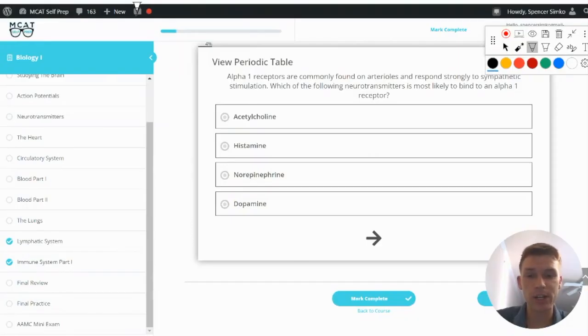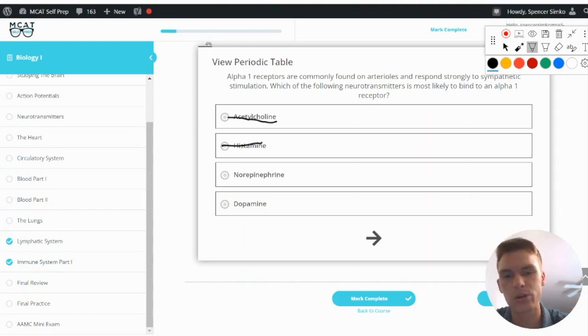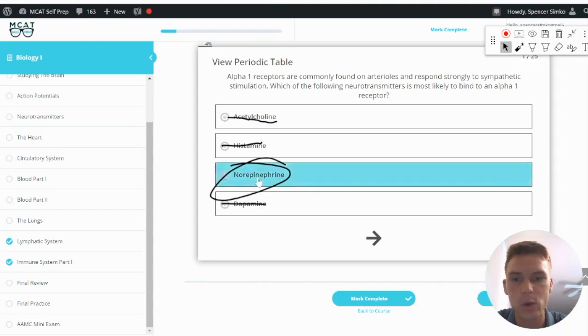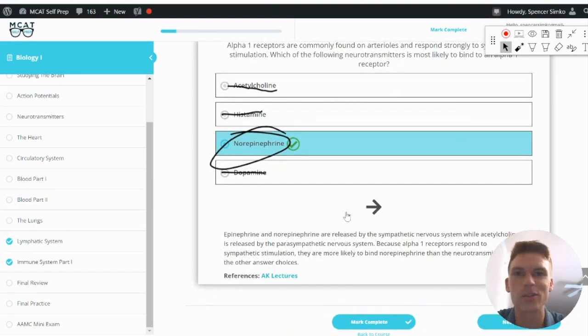If we come back to the question here, we'll know that it's not acetylcholine because that is only with our parasympathetic nervous system postganglionic. It is with our sympathetic nervous system, but only in that preganglionic to the postganglionic neuron. It's not histamine. That's not one of our parasympathetic or sympathetic nervous system neurotransmitters. Norepinephrine, that is one of them. We decided it had to be either norepinephrine or epinephrine, and it's definitely not dopamine. So if we select norepinephrine, we'll see that that is the correct response.